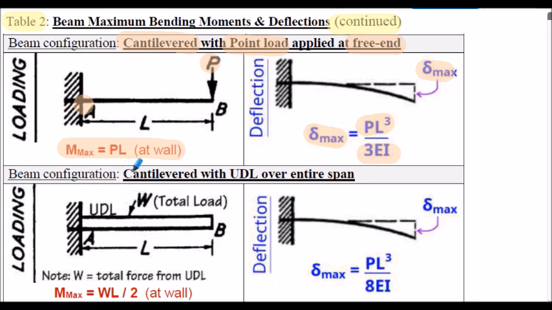And considering a cantilever beam now with a UDL over the entire span, again the maximum bending moment is shown here at the wall, but the maximum deflection at the free end is now PL cubed upon 8EI. So these deflection equations are given without proof, but as I said previously, they can be proved from various techniques such as Macaulay's method, strain energy, etc.